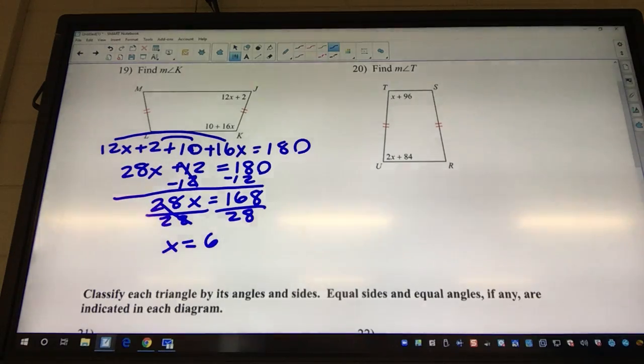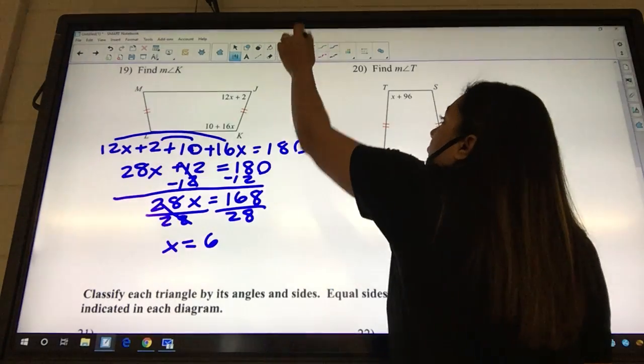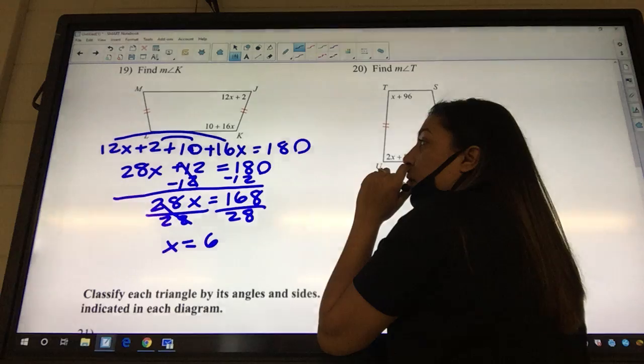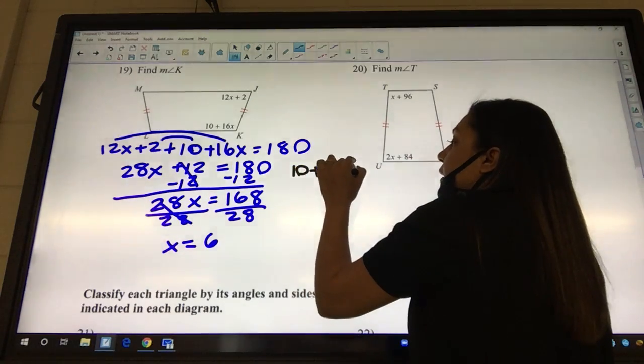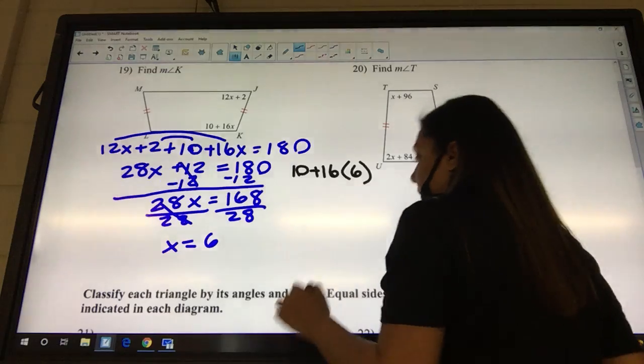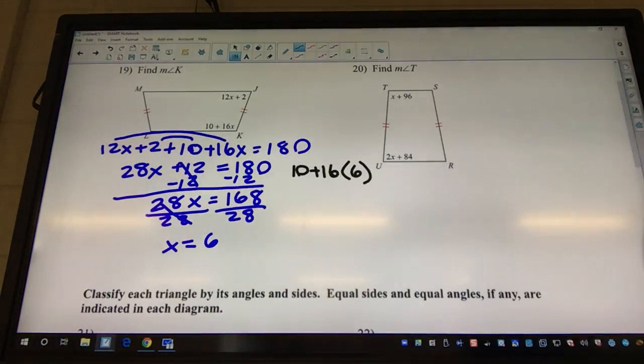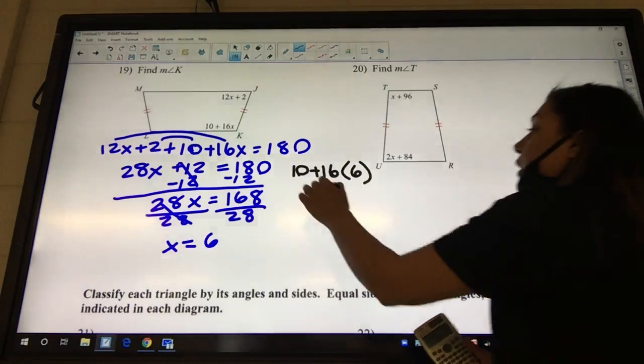Do we stop or keep going? We keep going. We're trying to find angle K. And what is angle K? 10 plus 16x, and our x is 6. That gives $106.